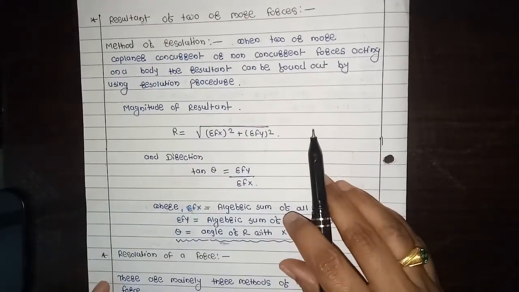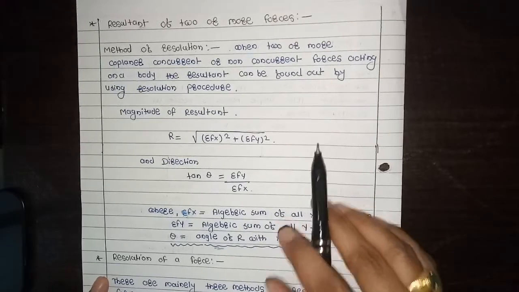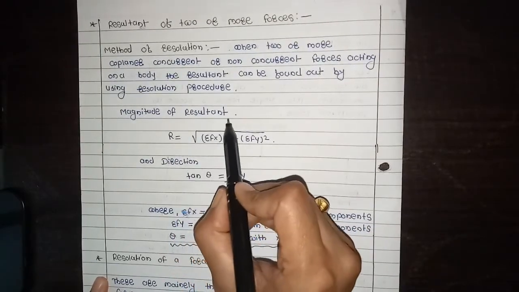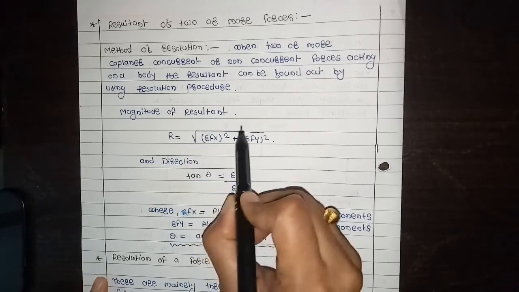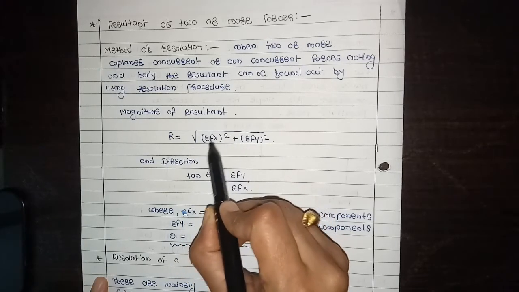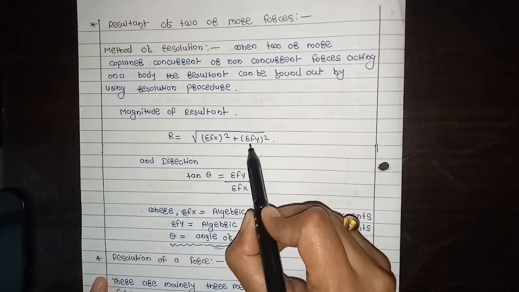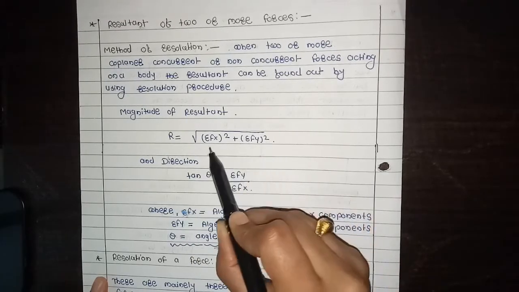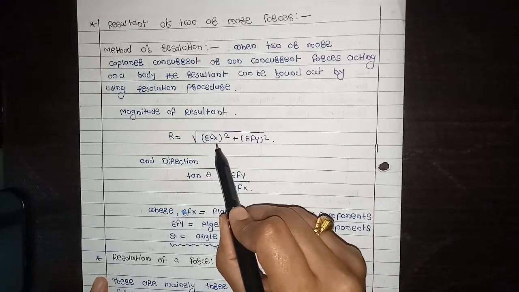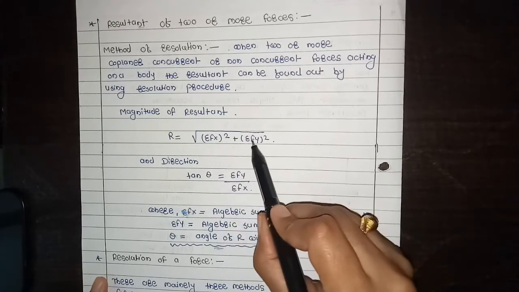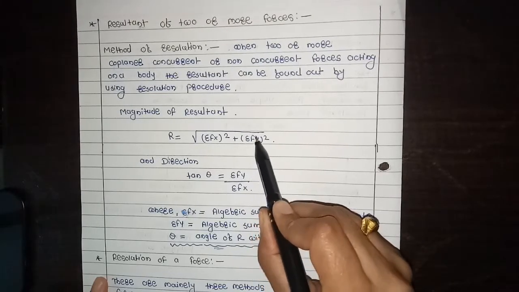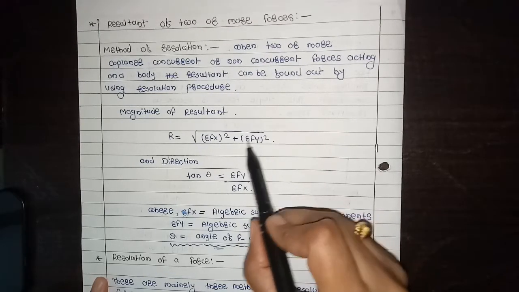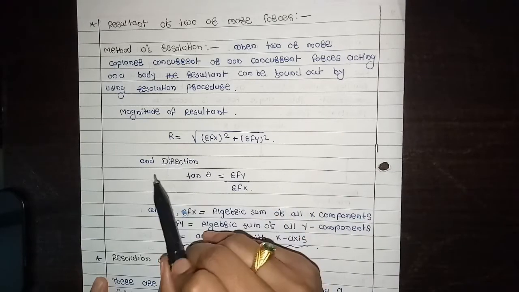In the resolution procedure, first of all we have to calculate the magnitude of the resultant. The resultant is calculated by the formula R = square root of (summation Fx)² plus (summation Fy)². What is the meaning of summation Fx? The algebraic sum of all x components. And summation Fy? The algebraic sum of all y components. And R is the resultant.